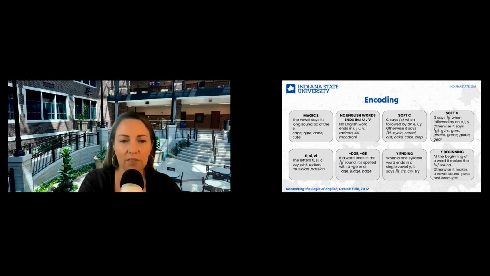The next rules are soft C and soft G. Soft C says S, like an S sound, when it's followed by an E, I, or Y, like in cycle and cereal. Otherwise, it says the hard C sound like cake and Coke and cluck. Soft G has a J sound also when it's followed by an E, I, or Y, like in gem and giraffe. Otherwise, it makes the hard G sound like in game, globe, gear.